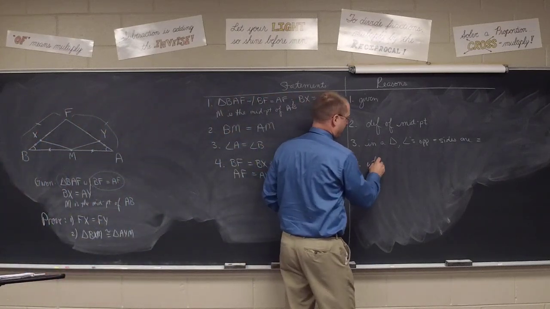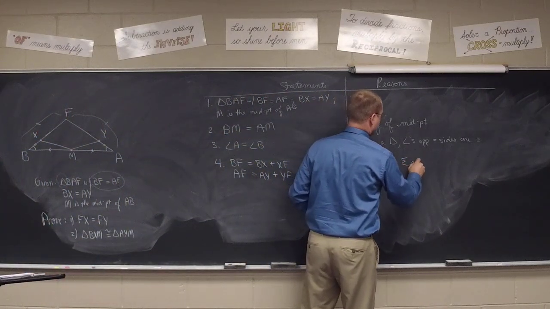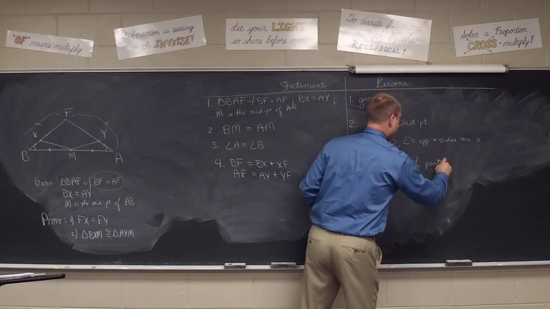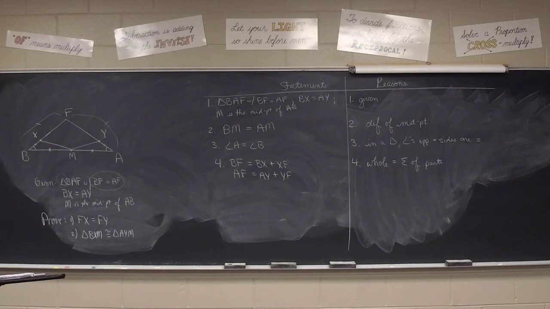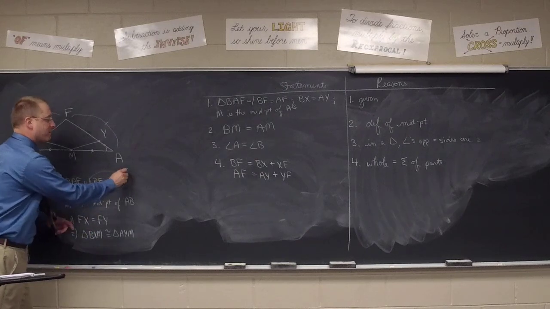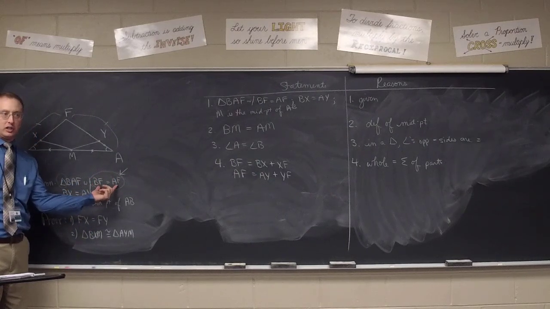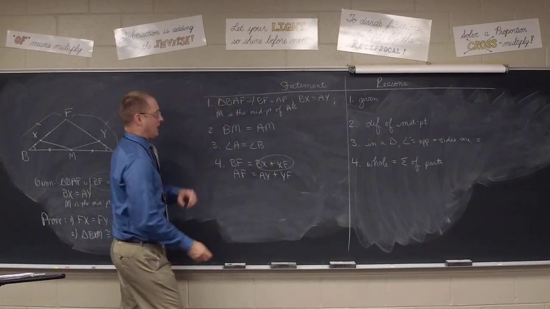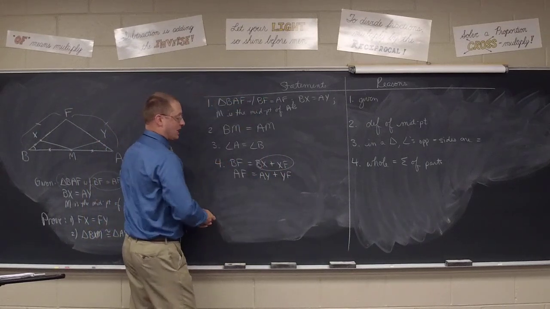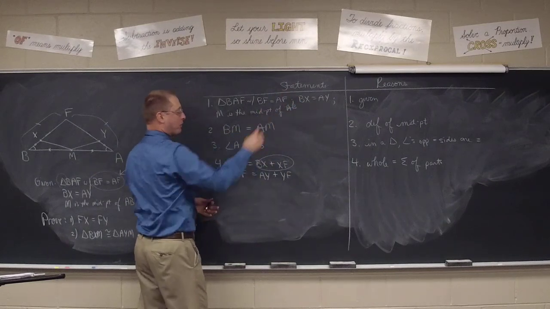I'm going to be lazy. I'm just going to write whole equals sum of parts, just because I'm too lazy to write the whole is equal to the sum of all its parts. All right. And then once we've stated that, because we're given that the whole things are equal, I can take what BF equals and put it right there. I can take what AF equals and put it right there.